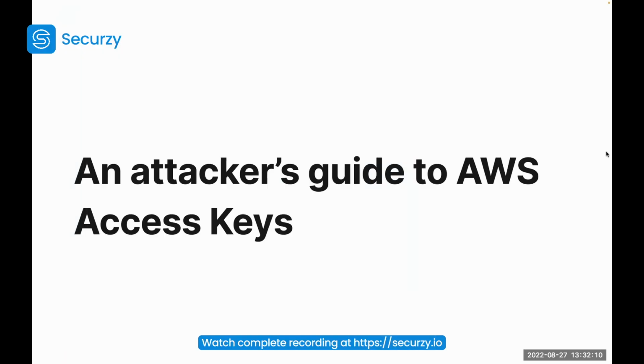So essentially, I think today's talk is quite obvious from the title. It's going to be an attacker's guide to AWS Access Keys. What I'm primarily going to cover is how, as attackers or offensive security professionals, we look at AWS access keys, right? How do we detect them? Where do we find these access keys? Or how do we exploit and get to these access keys? And once we get to these access keys, what can we do with them?